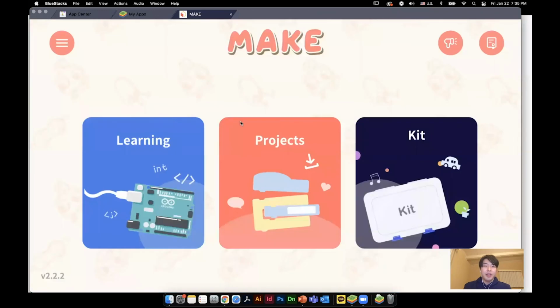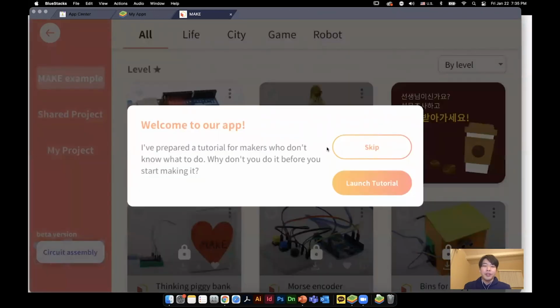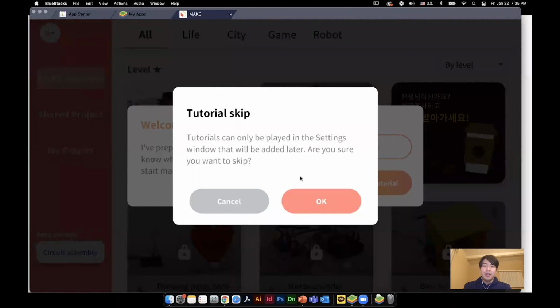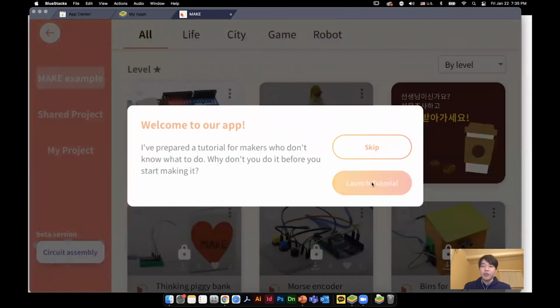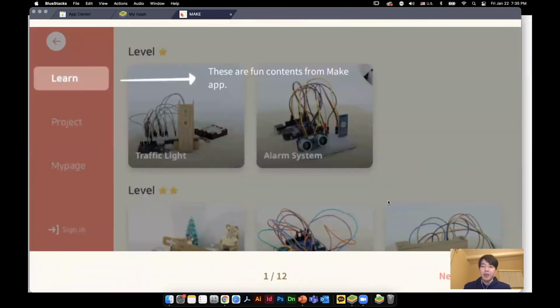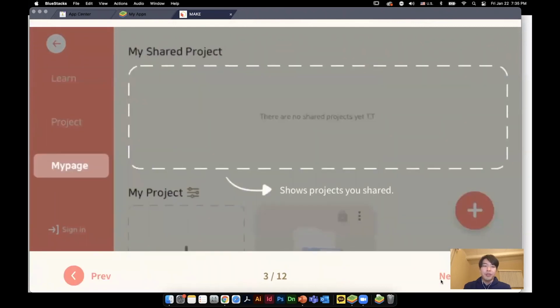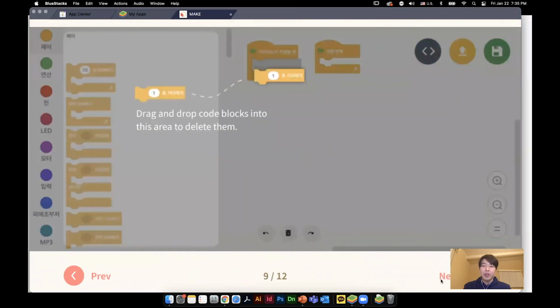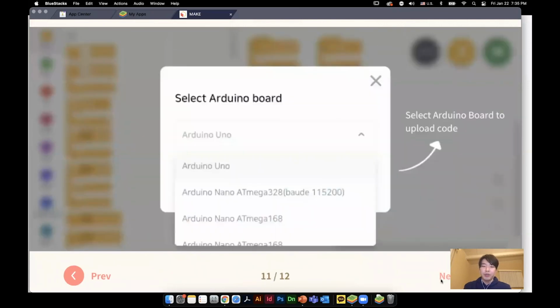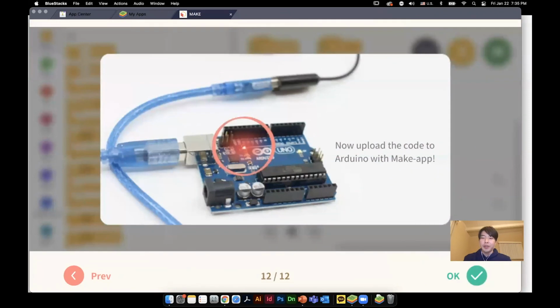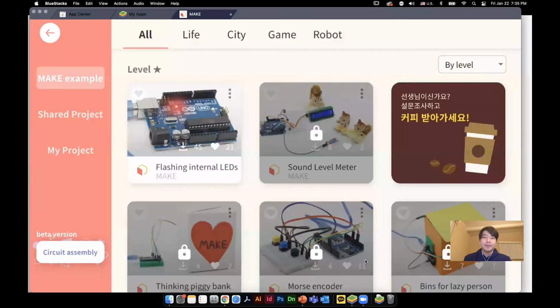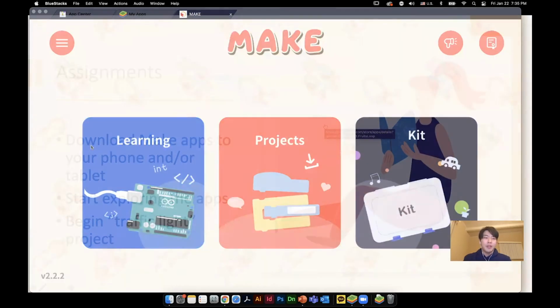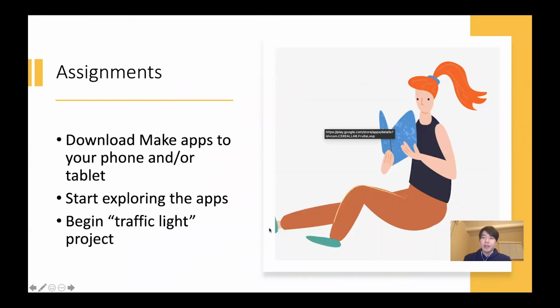Try them out. And click through the project and we'll cancel. Make sure you launch a tutorial, read through this, all right? Read through this so that you know how to use this app, because starting next week, we'll be doing more on coding, okay? Got it? So today we talk about electricity, Arduino circuit, and also MakeApp, right?